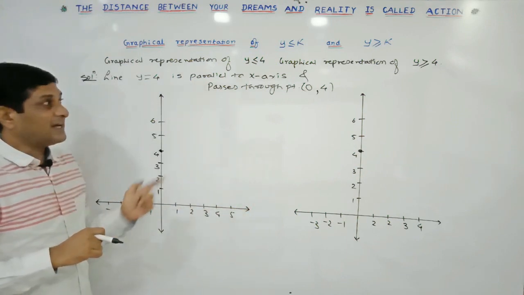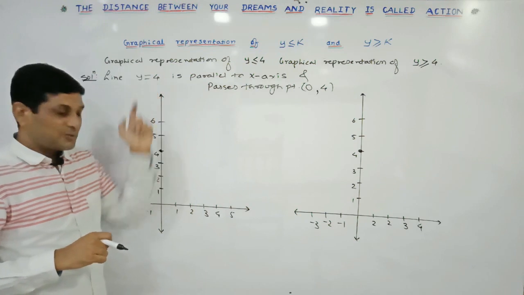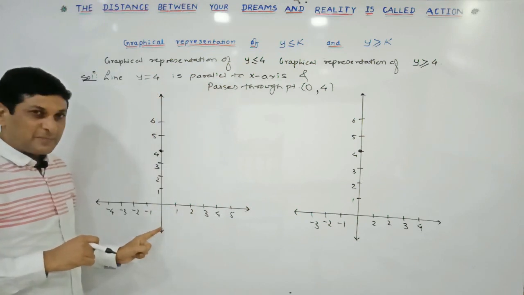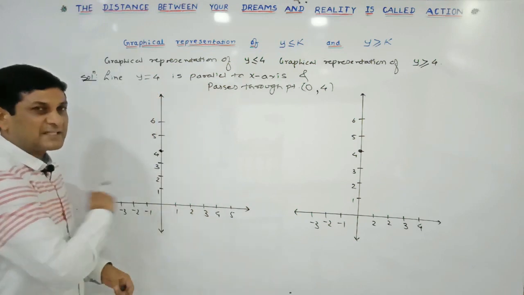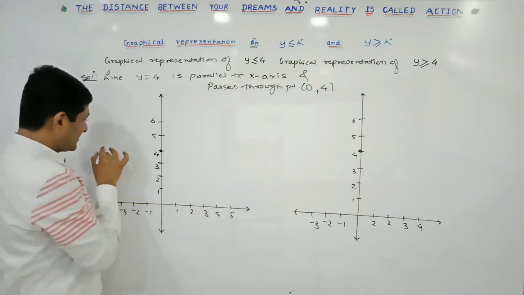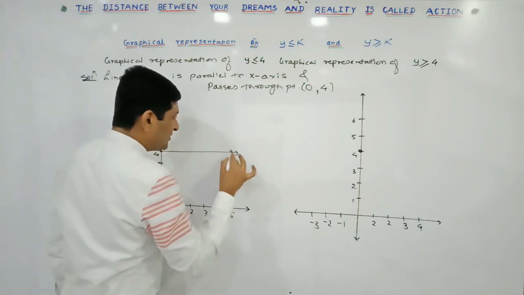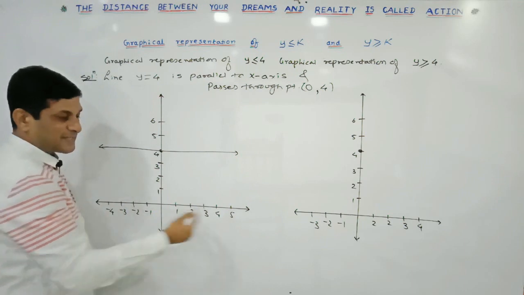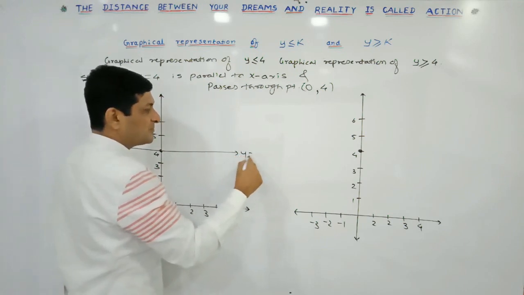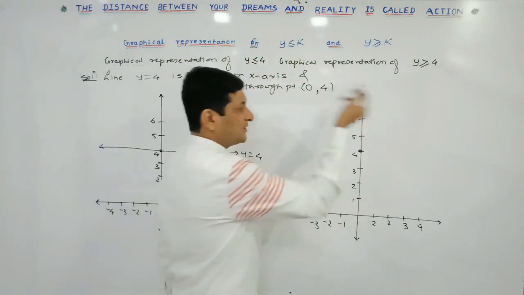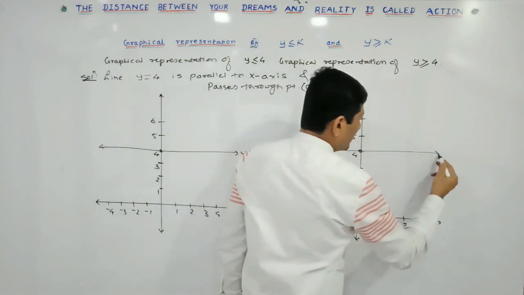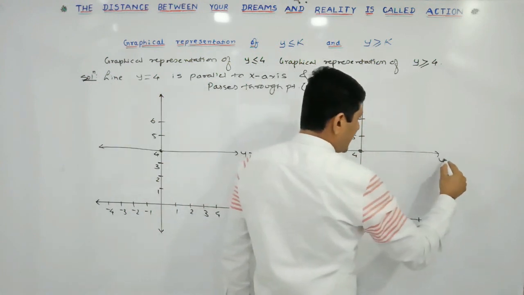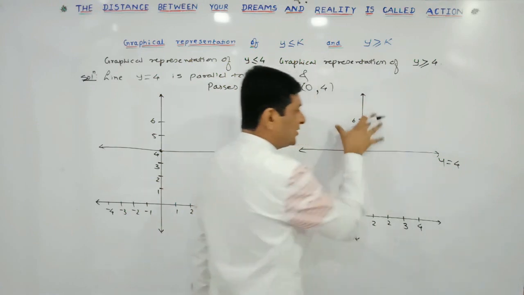X axis. If there were a negative number here, then this line would pass through the negative number, but it is parallel to which axis? X axis. So let us draw a line passing through this point and parallel to the x axis. What is the equation of this line? y equals 4. On this side also, y equals 4 is the line which divides the plane into half planes.